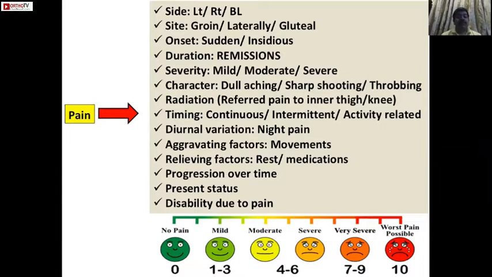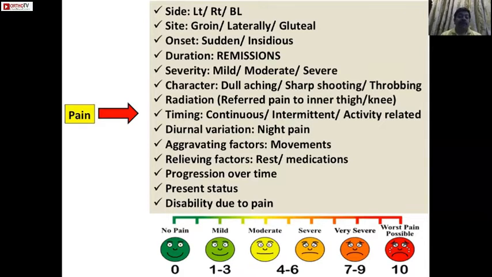The severity, mild, moderate, or severe. The character, dull, sharp, throbbing. Radiation. Time, is it continuous? Is it intermittent? Or is it activity related? Is there a diurnal variation? Is night pain a very prominent phenomenon associated? What are the aggravating factors? Does movement increase the pain? What are the relieving factors? Invariably rest and medication, these are the two commonest.